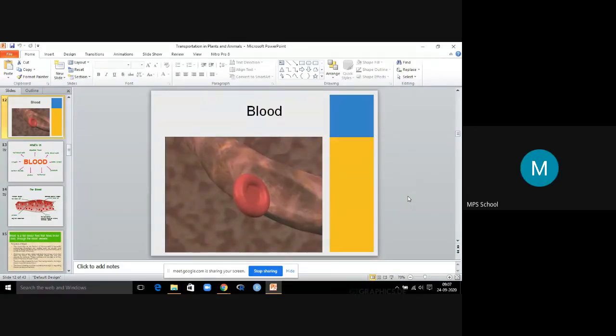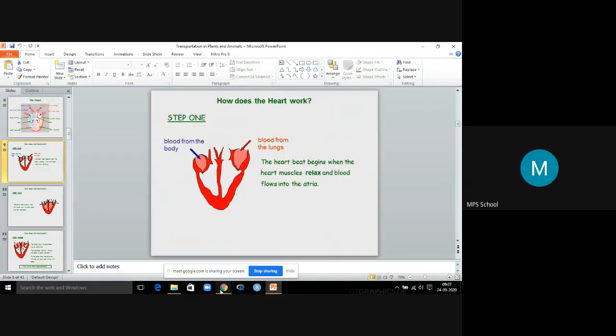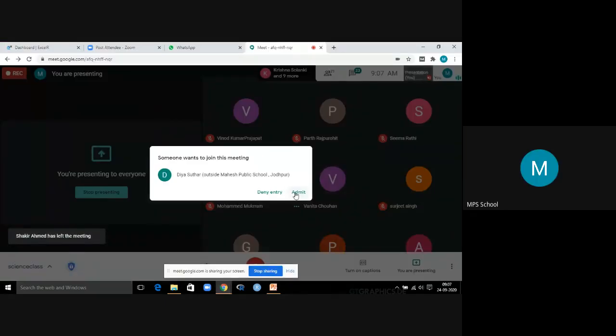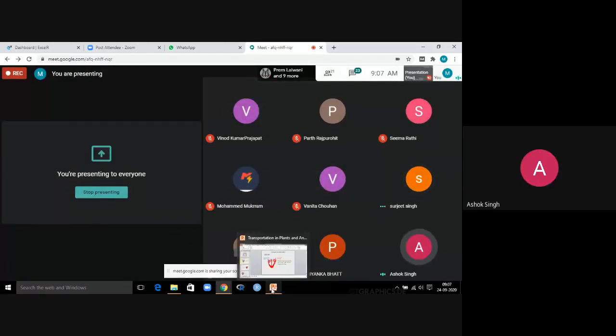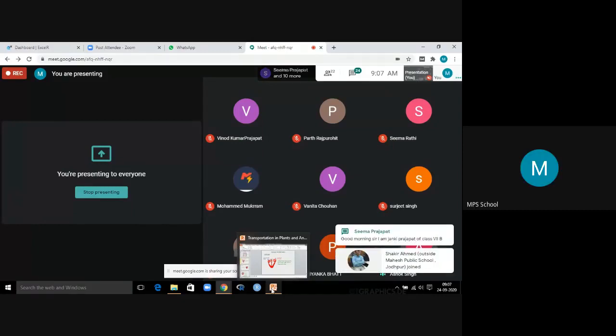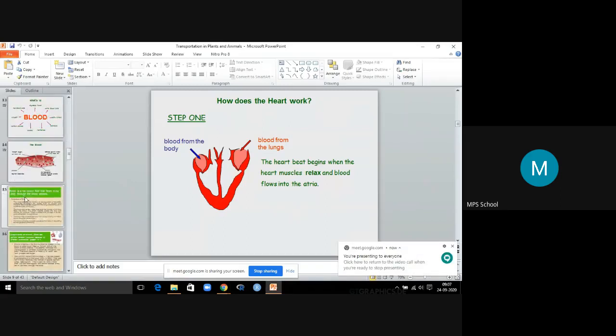Okay. So the entry of the oxygenated blood is into which atrium? Left. Okay. And how about the deoxygenated blood? Right atrium. It is not atricle, it is atrium. Okay, sir. Atrium. Okay. So till here everyone is clear. So we'll proceed.